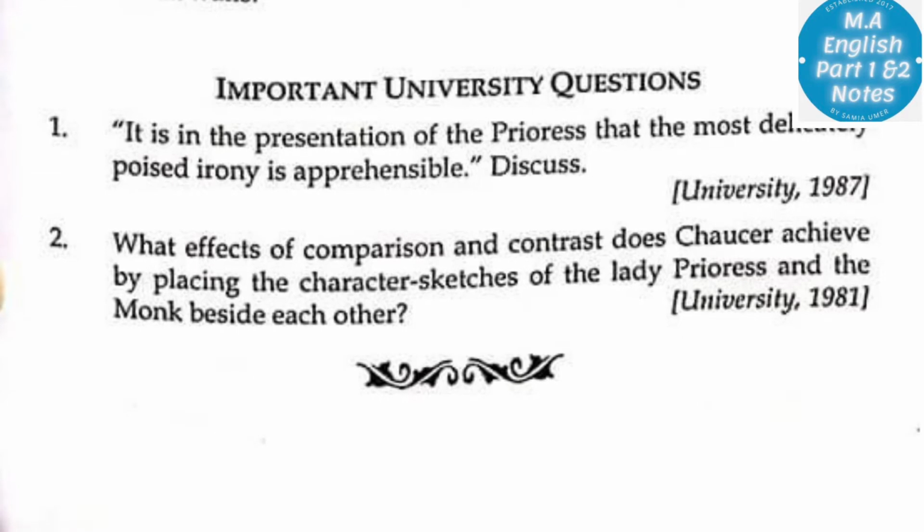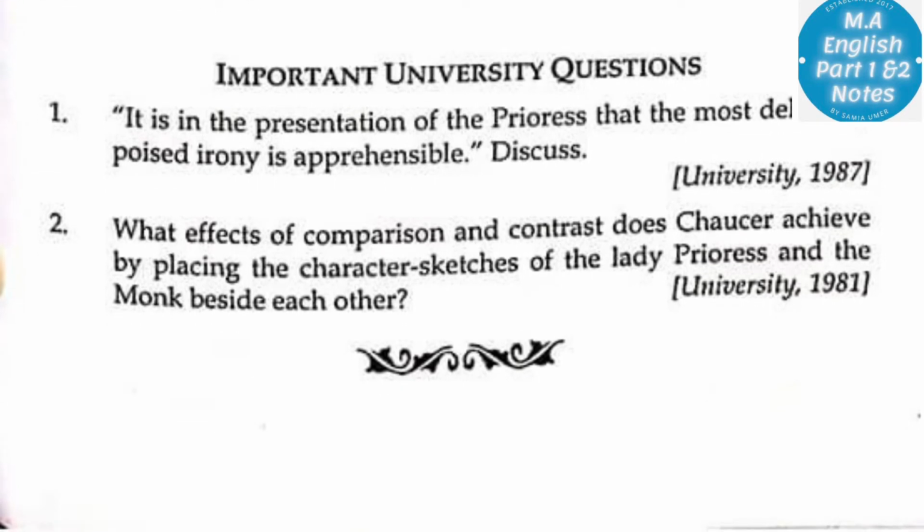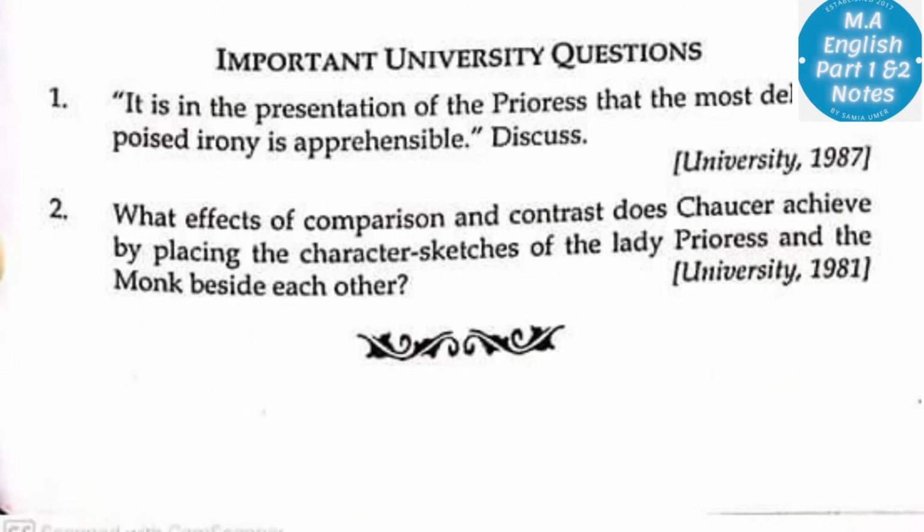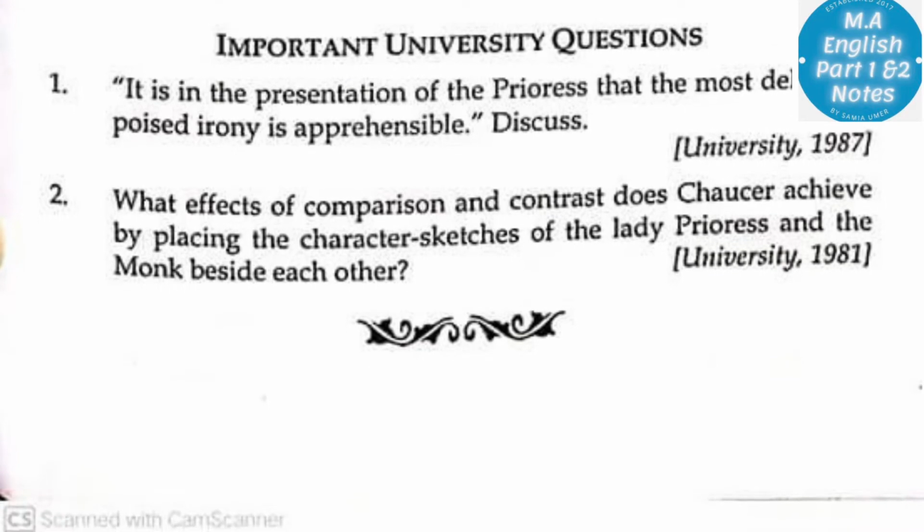Important university questions. It is in the presentation of the Prioress that the most delicately poised irony is apprehensible. Discuss what effects of comparison and contrast Chaucer achieves by placing the character sketches of the Lady Prioress and the Monk beside each other.